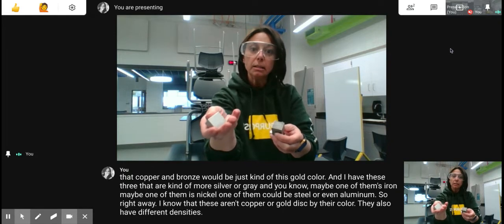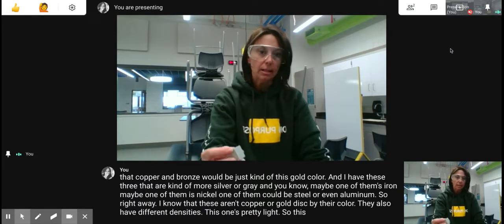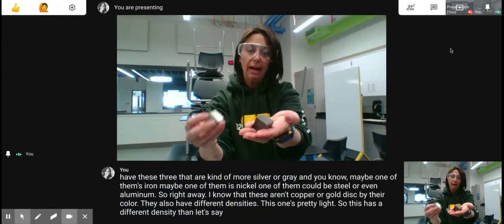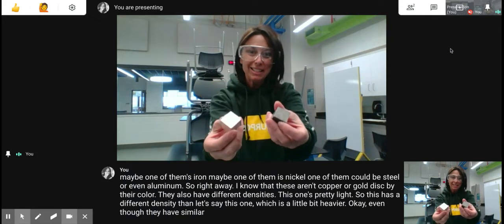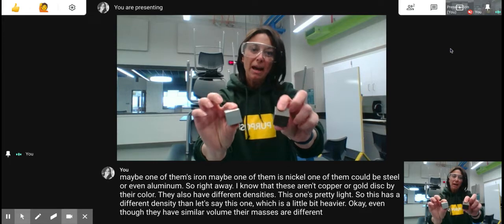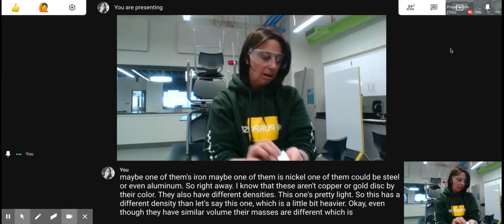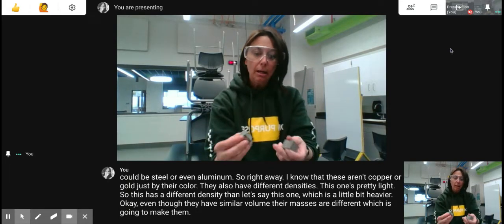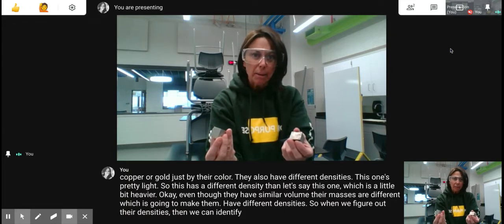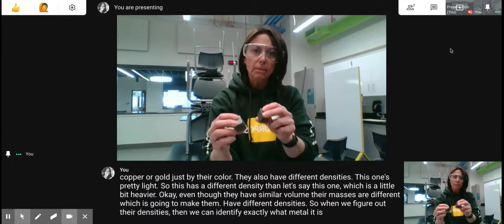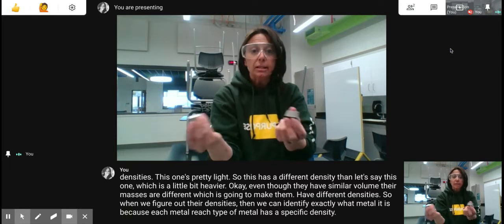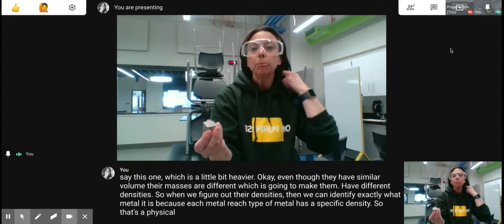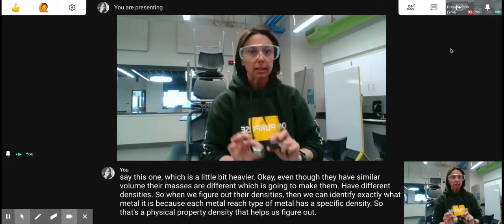This one's pretty light, so this has a different density than, let's say, this one, which is a little bit heavier. Okay, even though they have similar volume, their masses are different, which is going to make them have different densities. So when we figure out their densities, then we can identify exactly what metal it is, because each type of metal has a specific density. So that's a physical property, density, that helps us figure out what metal it is.